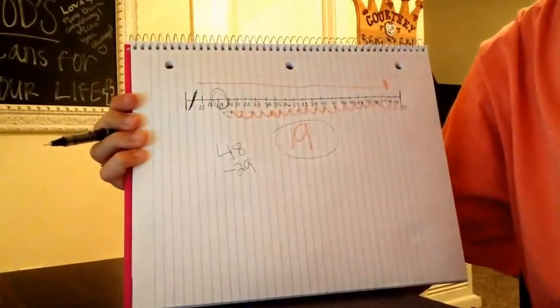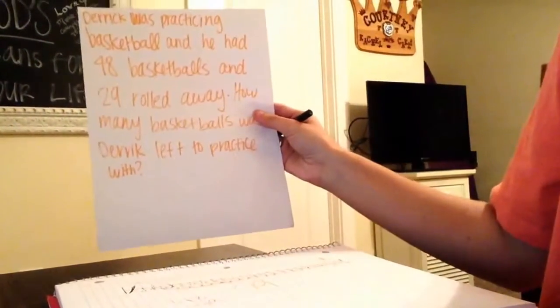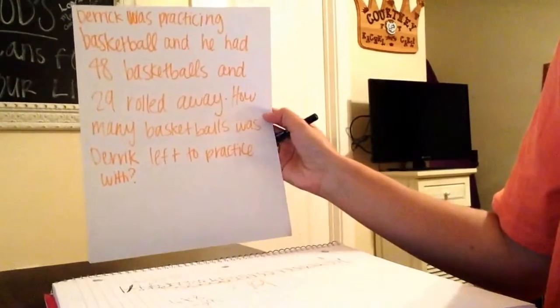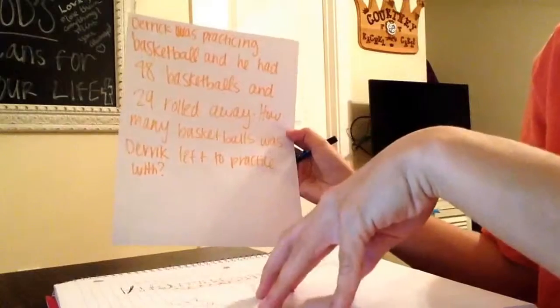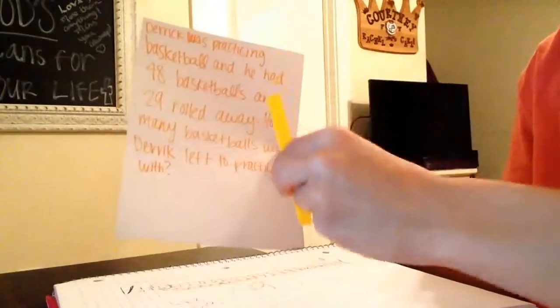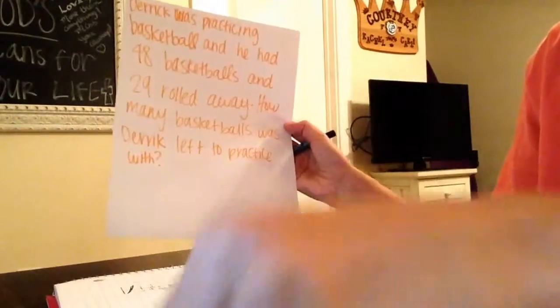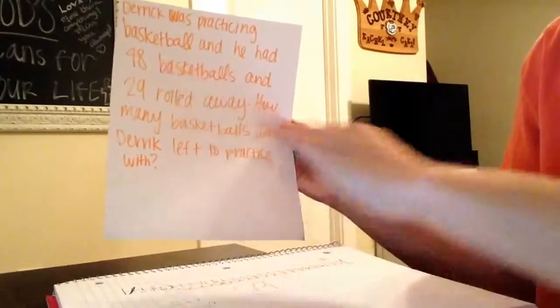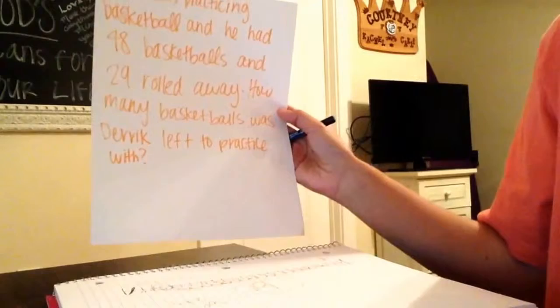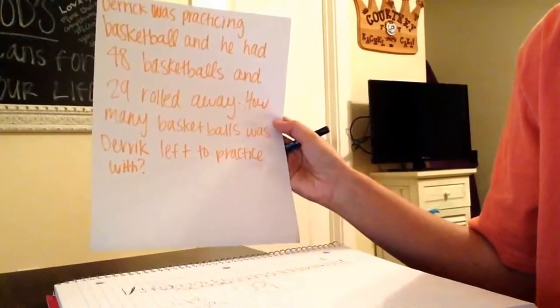So whenever we are asked the question, Derek was practicing basketball and he had 48 basketballs and 29 rolled away, how many basketballs was Derek left to practice with? I hope that you go back and you do the set model with the base 10 blocks and you regroup, or you can also use the linear model with the number line and move back to the left to figure out the answer, and that answer is Derek had 19 basketballs left.